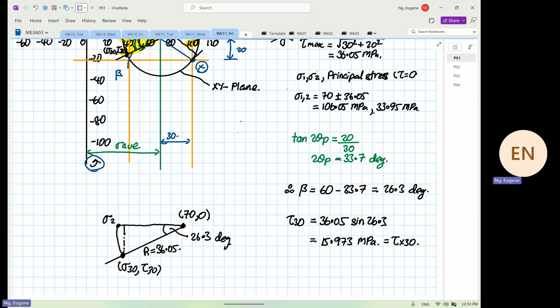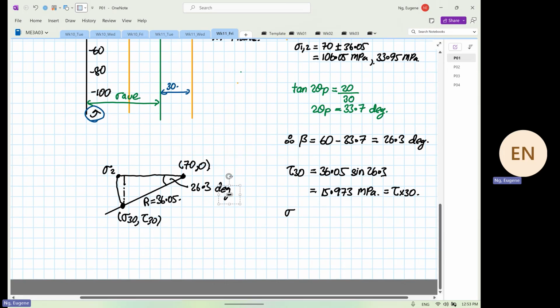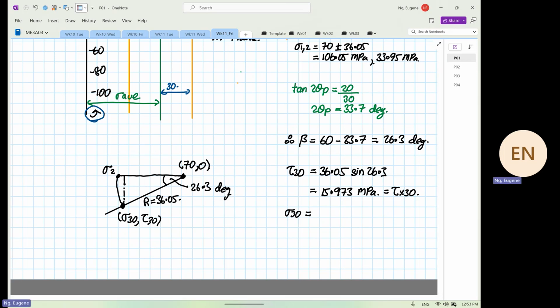30. They are the same magnitude wise. Okay. So from here, we are going to look for our what? Normal stress 30. Okay. So why this will reduce your possibility of mistake? Okay, and I'll show you why. But before we go there, we need to put in our 70 first. Okay, and then minus 36.05 cos 26.3.